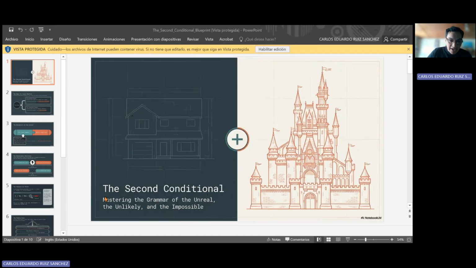And finally, this is another impossible scenario. The phone isn't working. This is the context. So if the phone were working, I could call you, but the phone, I'm sorry, isn't working, so it's impossible that it happens.